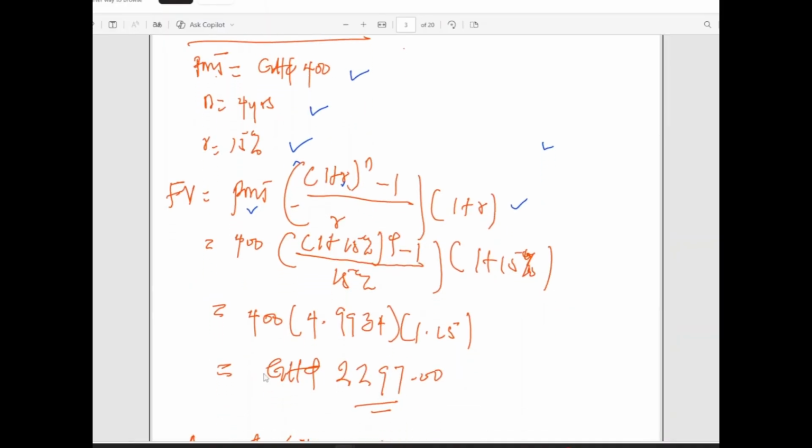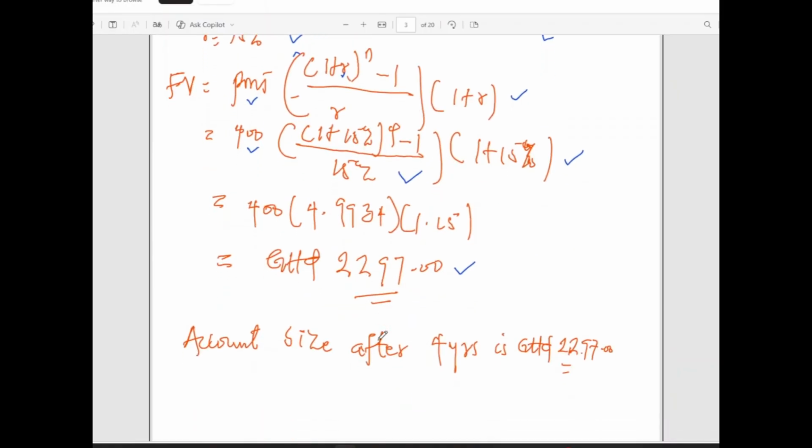We know that our periodic amount is 400, times ((1 + 15%)^4 − 1) all over 15%, times (1 + 15%), right? So using your calculator, you now get your final value to be 2,297 Ghana cedis. So the account size at the end of the 4 years period will be 2,297 Ghana cedis if they make a periodic payment of 400 Ghana cedis at the beginning of each year.